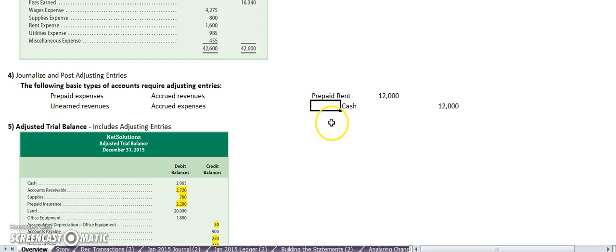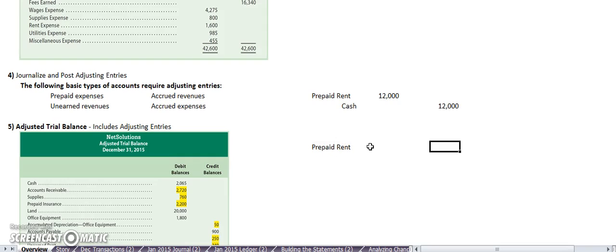What's going to happen at the end of January when we've used 1 month of rent? Well, we've incurred 1 month of expense, right? So does this prepaid have the same value of $12,000? No, we've used up 1 month of rent. So we need to bring this prepaid rent down to its proper value.